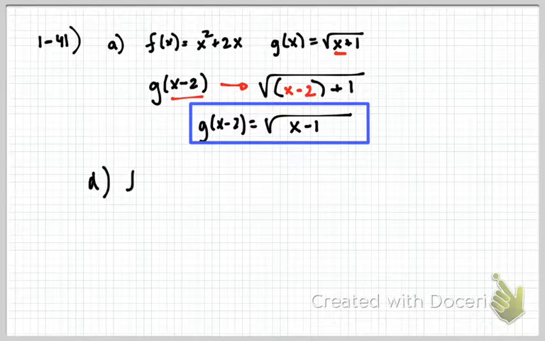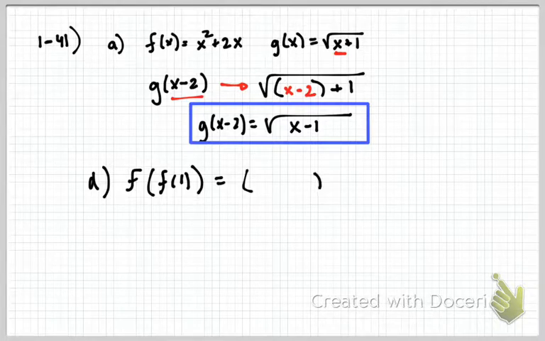D asks us for f of g of 1, which is a problem like one we did in class. So remember, we're dealing with function f, so wherever you see an x, go ahead and write parentheses. Parentheses squared plus 2 times parentheses. I'm going to work this from the inside out. And then we have, you know what? Let's approach this from a different angle. Instead, let's evaluate this first, since we're evaluating for a number.